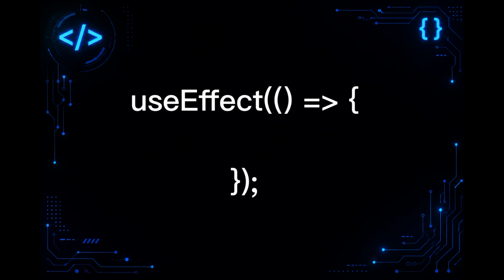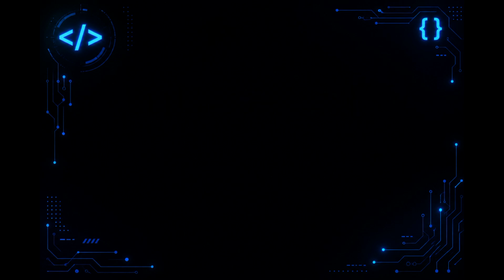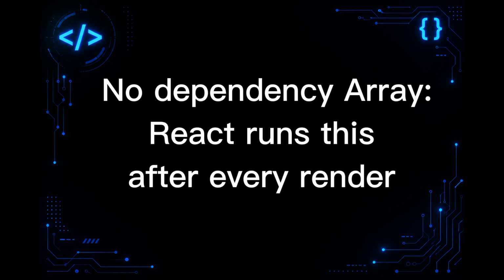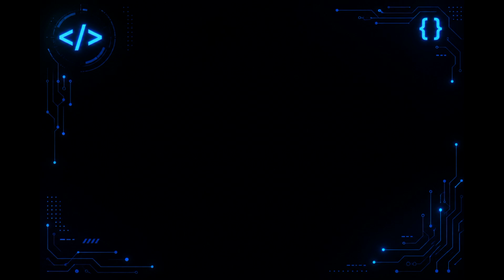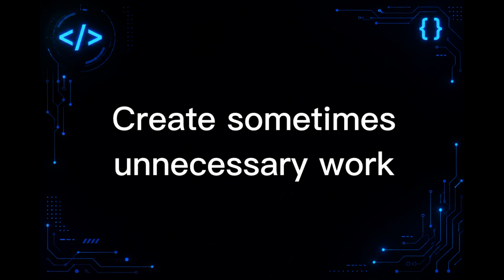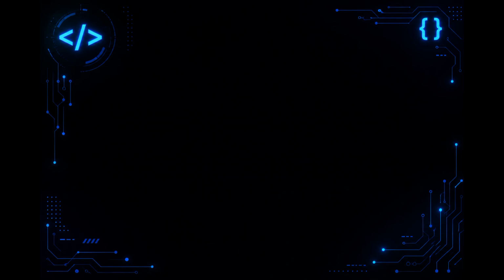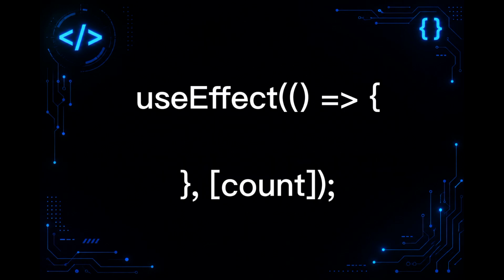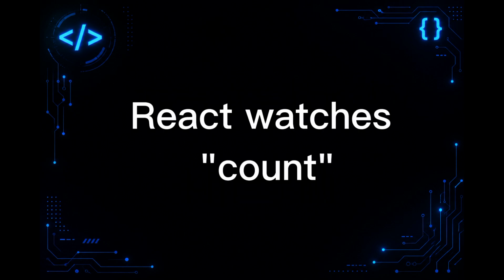In case 2, no dependency array. Now React runs this after every render. Sometimes that's okay, sometimes it creates unnecessary work. In case 3, now React watches count. Whenever count changes, useEffect runs again.